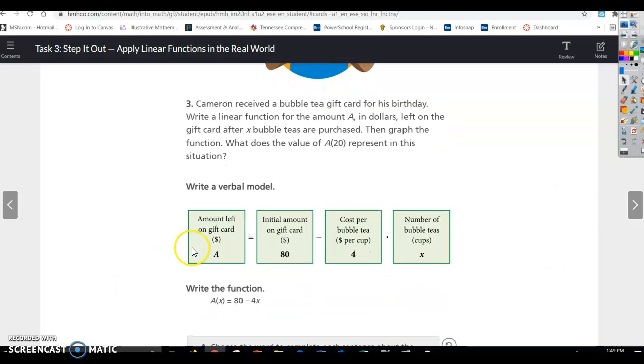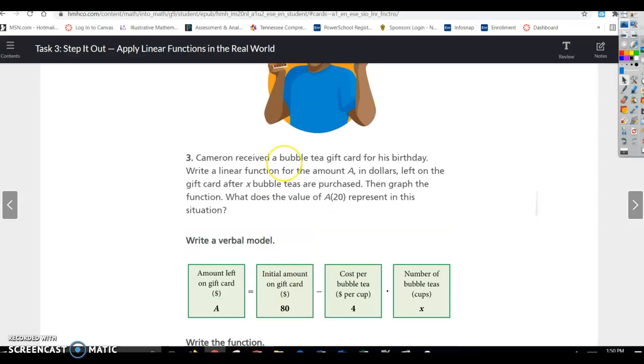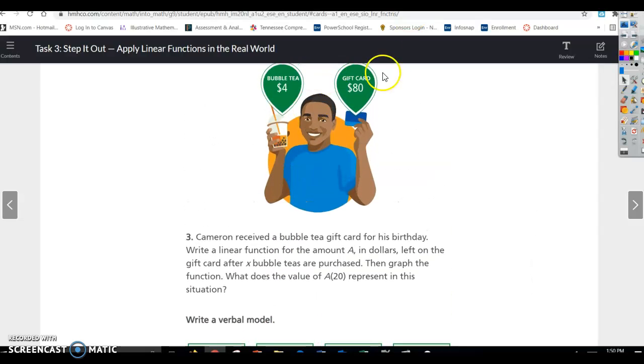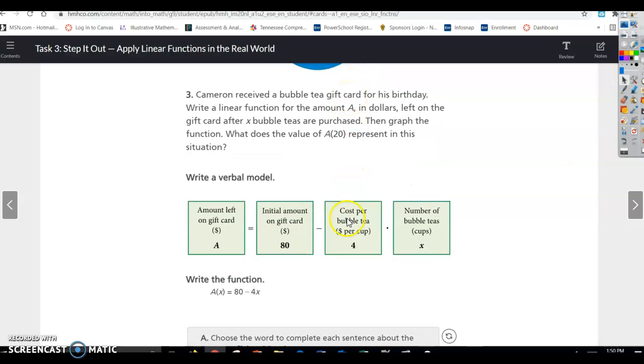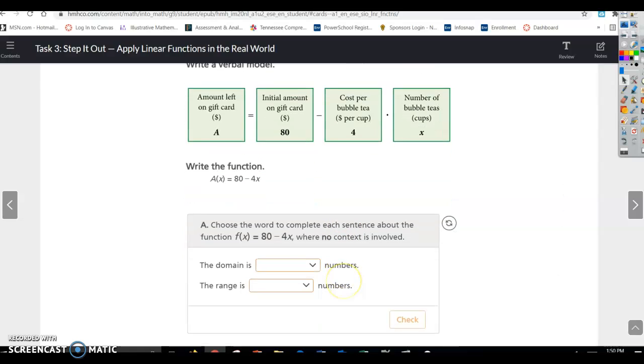So the first thing, the amount left on the gift card. They're going to call that A. And the initial value, it said that he was given a gift card for $80. Right, here's the gift card amount. And it says each bubble tea is $4. So the initial amount is $80. Each time you buy a tea, it's minus $4 times the number of cups you purchase. So that can be written as a function. A of x equals 80 minus 4x.